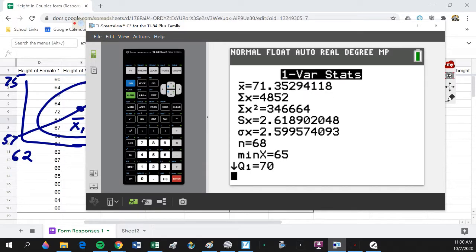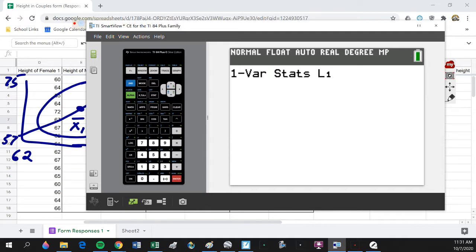Now, if you have the old calculator, here's what you need to do. You get this, one variable stat, right? If you want to do anything other than L1, the buttons are the number buttons. One is L1. So what you do is second L1 or second L2, and then when you hit enter, it will give you the one you want.